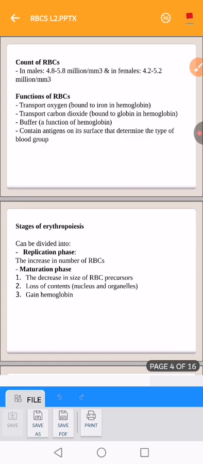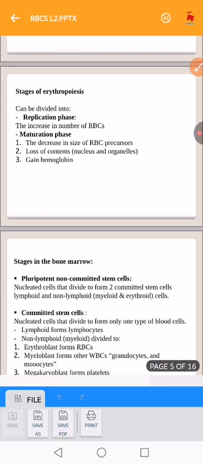So we have an increase just in the number of the cells. And in the maturation phase, when the RBCs become mature, there is a decrease in the size of the RBC precursor, loss of contents, nucleus and organelles, and gain or formation of hemoglobin inside the RBCs. So we're going to start to talk about the stages in the bone marrow.